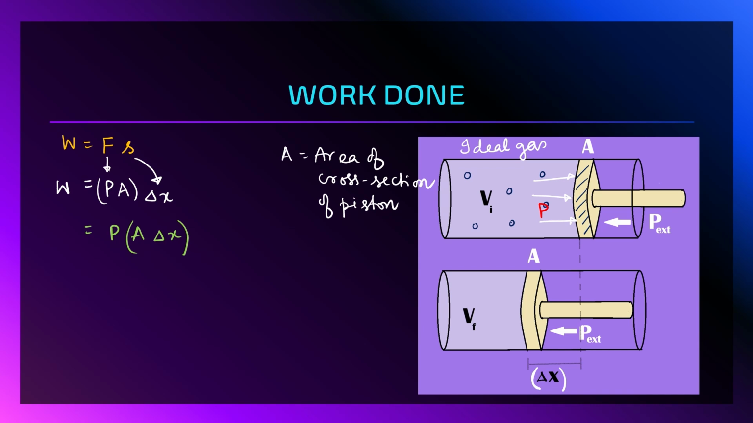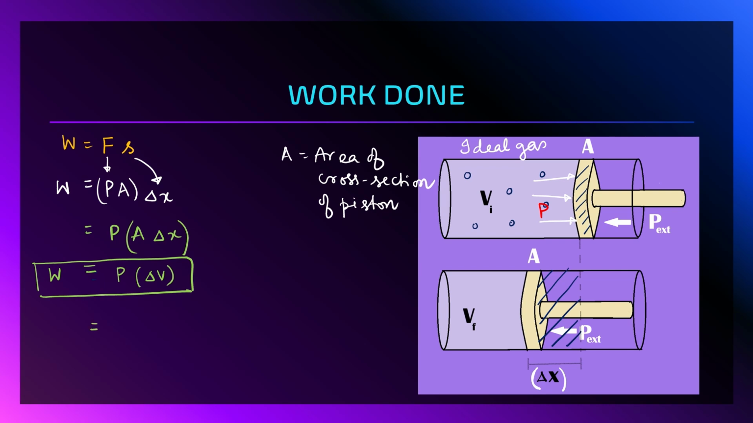Now, what is this A into delta x? A is the area of cross section, delta x is the displacement. Now, this product gives the volume of the cylinder which has been covered by the piston, or in another way, this can also be considered as the change in the volume of gas.